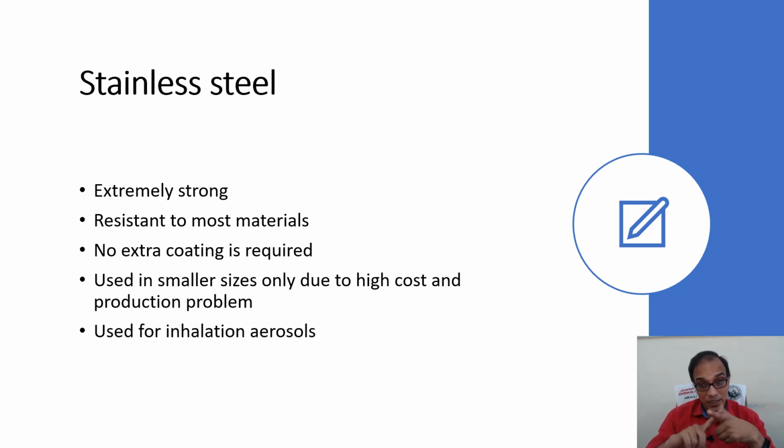We studied tin plate steel, then aluminum, then we are coming to the stainless steel. Stainless steel is extremely strong and resistant. They have resistance against most of the materials. No extra coating is required. They are used in smaller sizes only due to high cost and production problems.